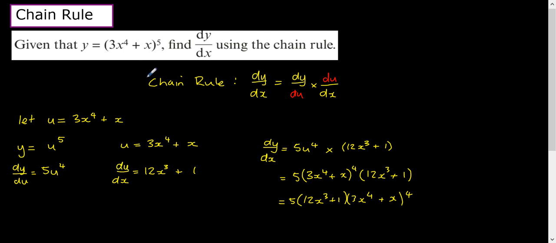So if I was to look at this y equals 3x to the 4 plus x all to the power of 5, if I was to differentiate in my head, I'd be bringing this 5 down to the front and reducing it to 4, which is what we do when we differentiate. Then I'm going to be differentiating the bracket and multiplying the two things together. And that's where we want to get to.